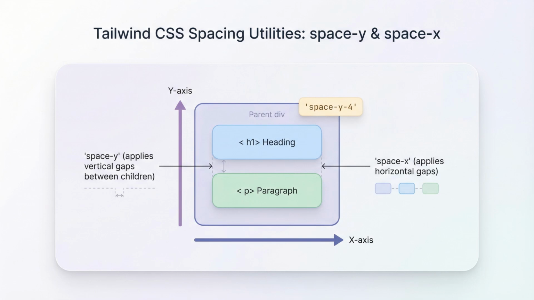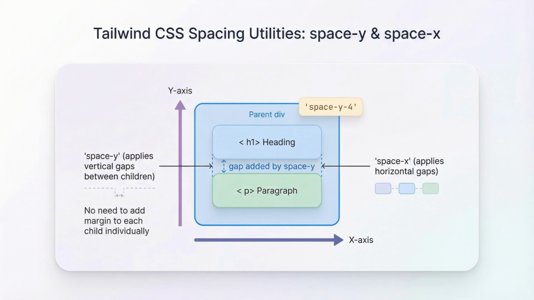Instead of giving margin or padding to each individual child element, the instructor shows a smarter approach. Apply space Y on the parent element. The space Y utility adds a gap along the Y-axis, meaning vertical spacing, between all direct children. Similarly, space X handles horizontal spacing. This is much cleaner than targeting each child separately. The key insight here is that you're styling the relationship between elements, not the elements themselves.